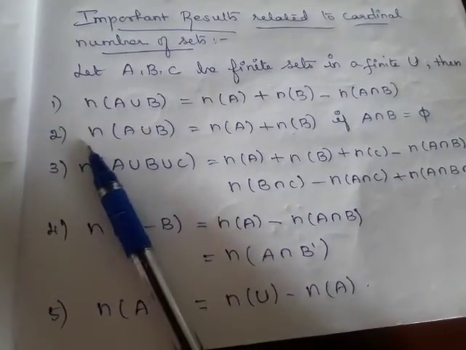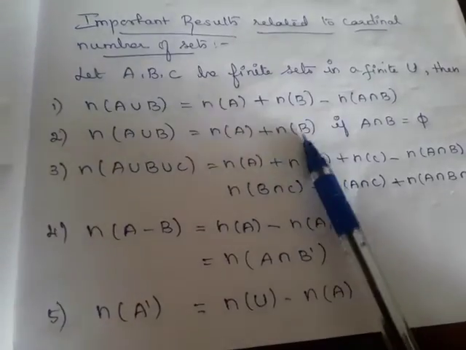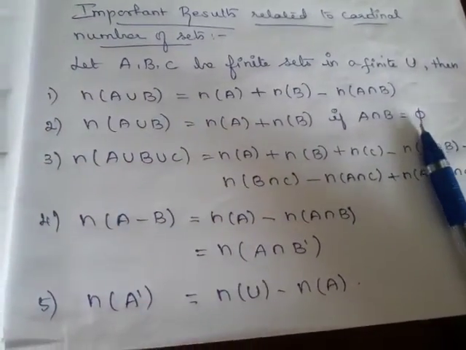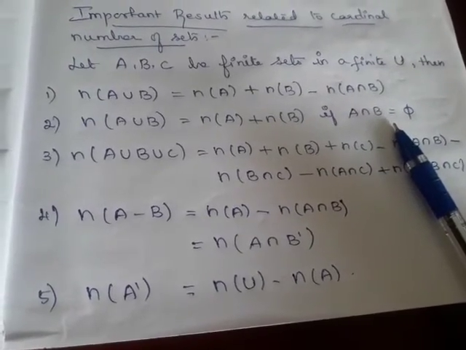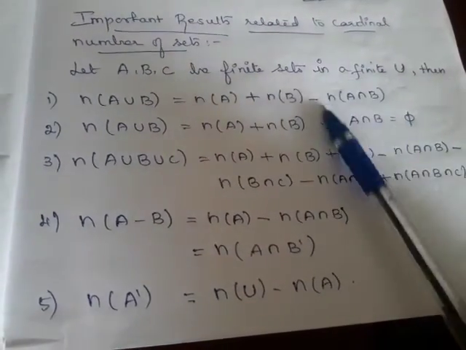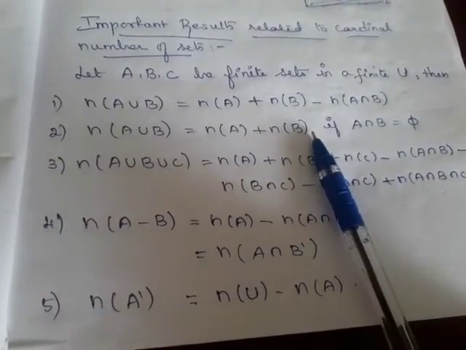The second result is n of A union B is equal to n of A plus n of B if A intersection B is empty, because there can be cases where we don't have any common elements. If the intersection is empty, we won't have this number at all. So it will be just n of A plus n of B.